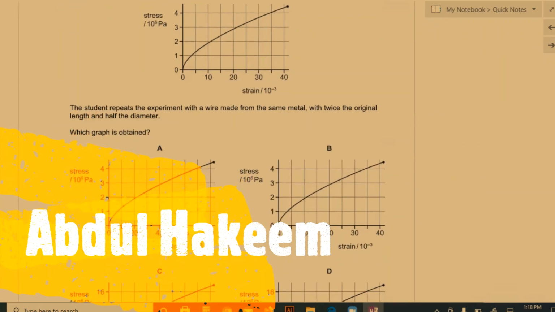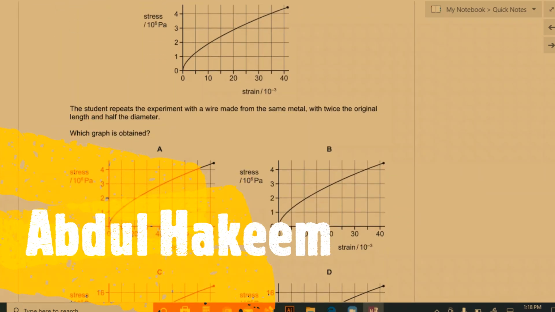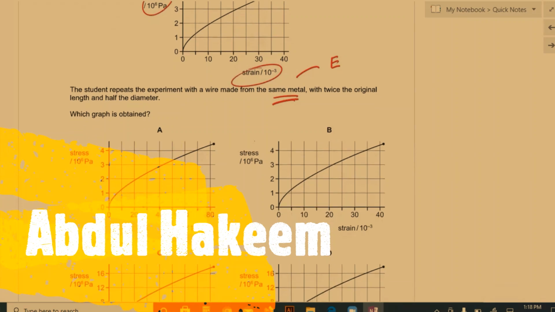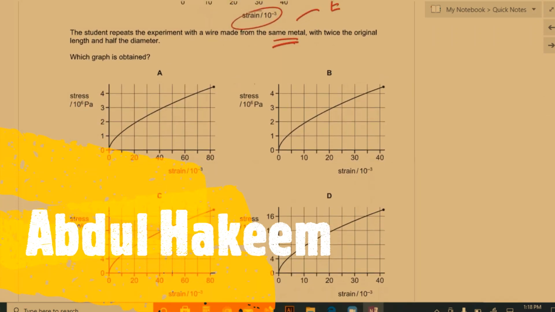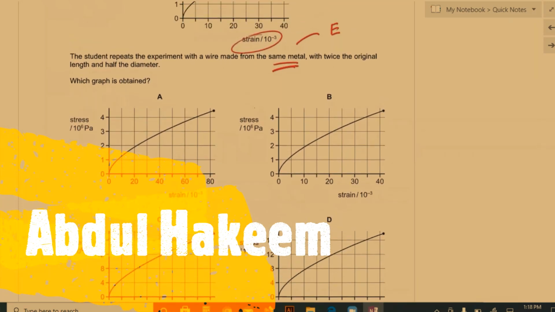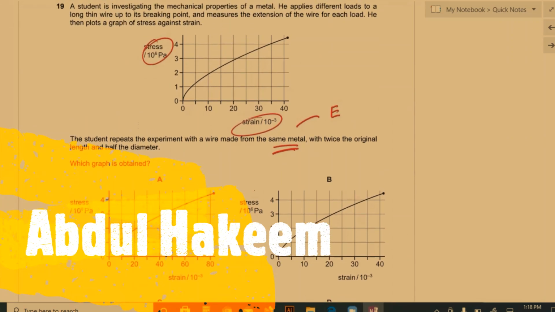The students repeat the experiment with the wire made from the same material. Same material means the same Young modulus, and the gradient of the stress-strain graph will remain the same. So which graph is obtained which has the same gradient as this one? So we have to select the similar graph.